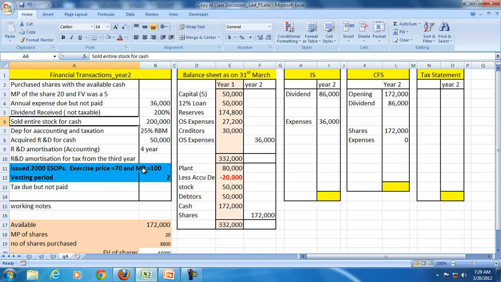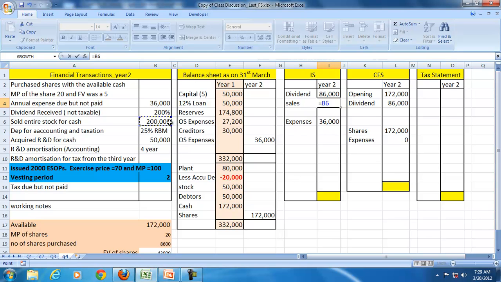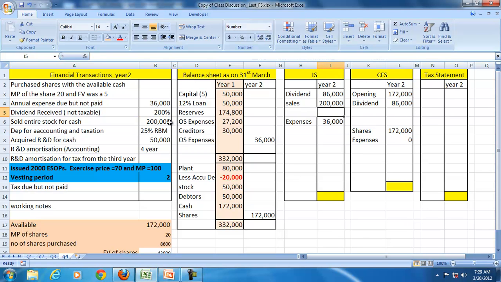Sold entire stock, and stock means the stock of goods. So sales is 200,000. Sales is 200,000, and that is an income, and sales is for cash, so we show that in the cash flow too. But the corresponding cost of goods sold is 50,000, so the stock will not be there at the end of the year because entire stock sold, no purchase happened.